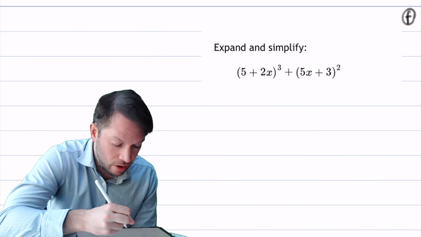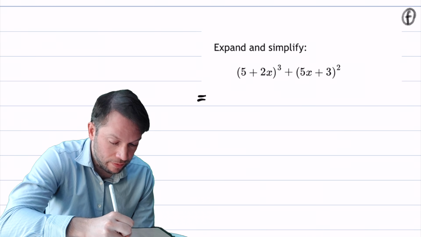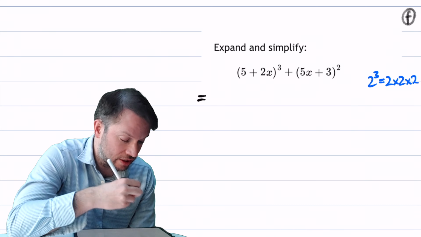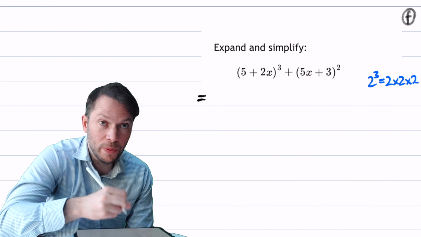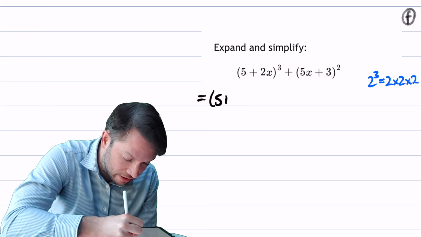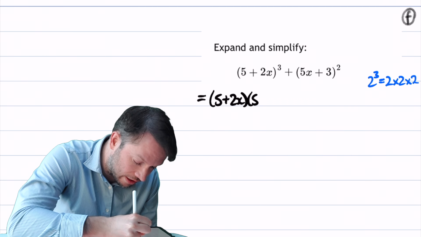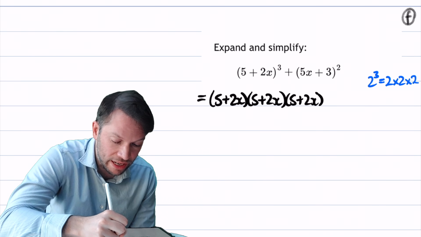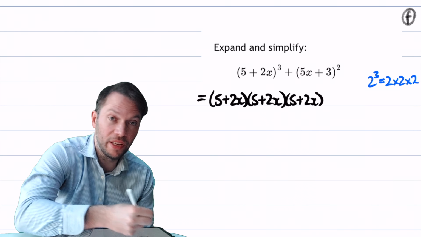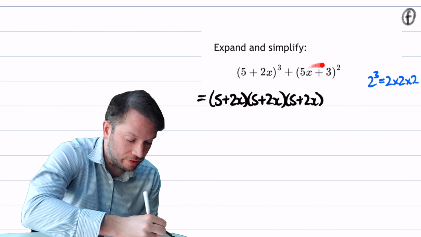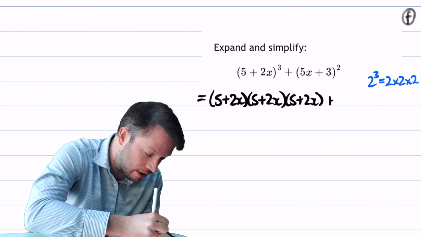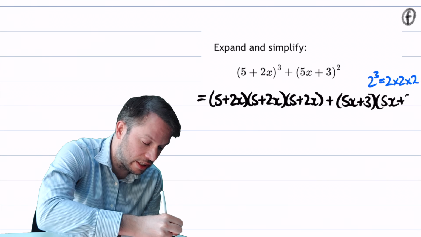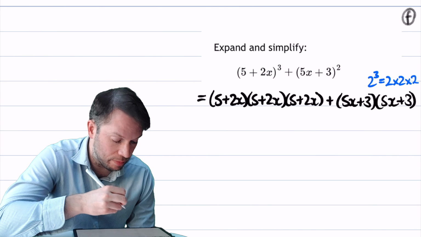Now let's think about what it means when something is cubed. If, for example, I had 2 cubed, that just means 2 times 2 times 2, three 2s multiplied together. So (5 + 2x) all cubed means (5 + 2x) multiplied by (5 + 2x) multiplied by (5 + 2x). Remember, when we have brackets next to each other in algebra, it means we're multiplying them together. And then (5x + 3) squared just means (5x + 3) multiplied by itself like that. So we've got to expand out all these brackets and then simplify.